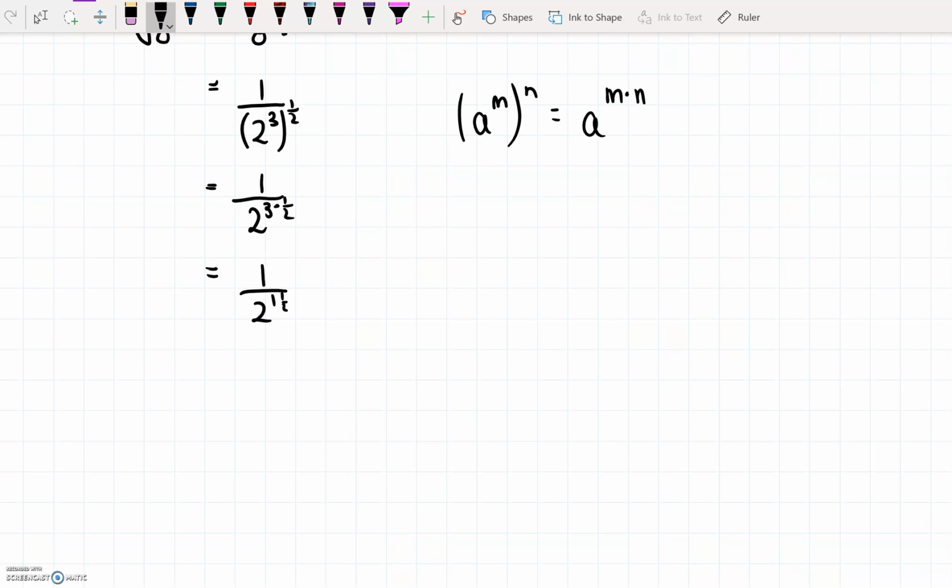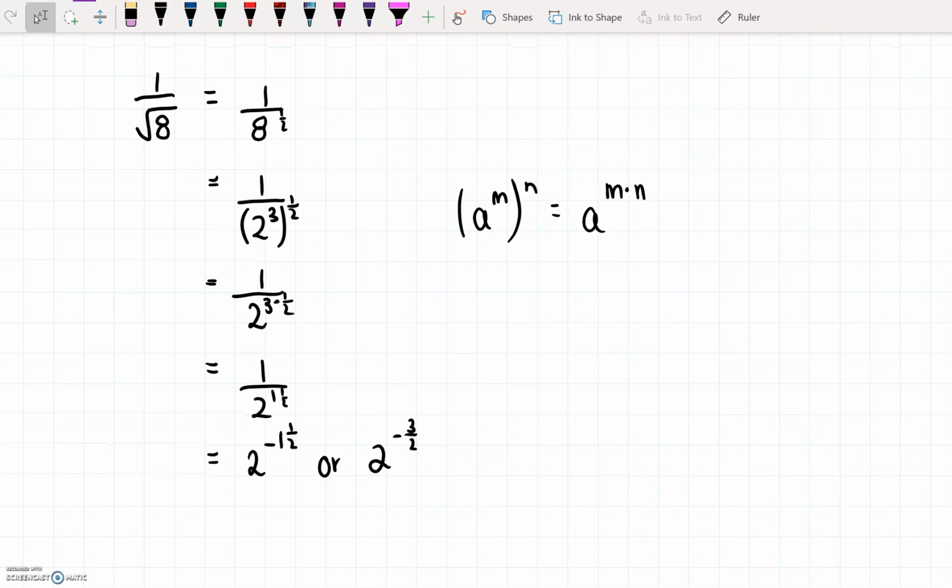Now, this is still not in the form of 2 to the power of something. We need to move that to the top. So again, we need to make the power negative to move that up. So this is going to be the same as 2 to the power of minus 1.5. You could also write this as 2 to the power of minus 3 over 2. If you find the improper fractions tidier, which personally I do, but if you find the improper fractions nicer, then feel free to write them that way instead.